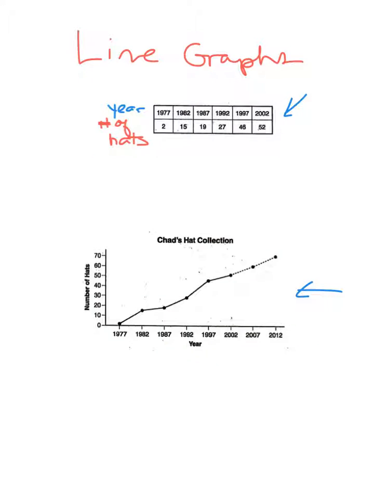Line graphs are useful in showing trends in data over a period of time. So I have a data collection in a table, which definitely gives me some information, but if I display it in a line graph, I'm able to see how the trends are going in a little bit better fashion. I can see that Chad's hat is increasing, and I gathered this data through 2002, and if I wanted to predict it at the time, I could see that the trend would keep going.